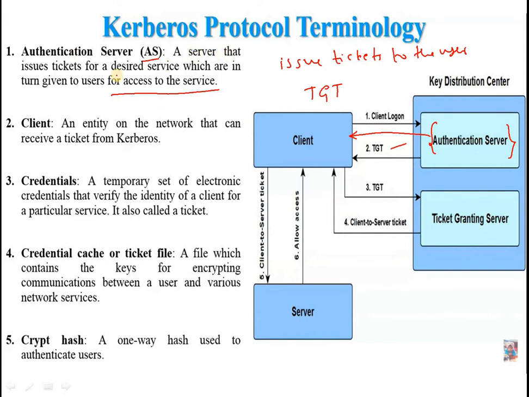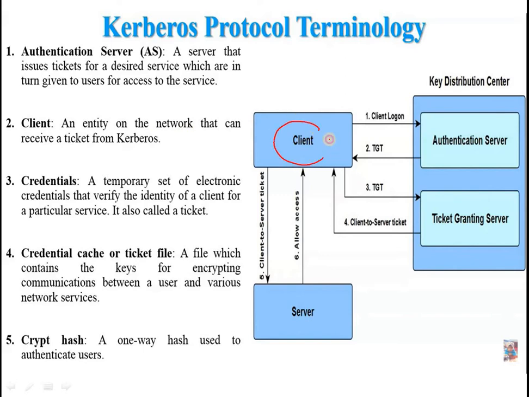You can see here a server that issues the ticket for a desired service. Why does the client want this service? The client wants to communicate with the server. To communicate with the server, the client has to have the ticket from the AS, the authentication server. So remember this point. Next, what is the client here? An entity on a network that receives the ticket from Kerberos, from the authentication server. This is called the client.